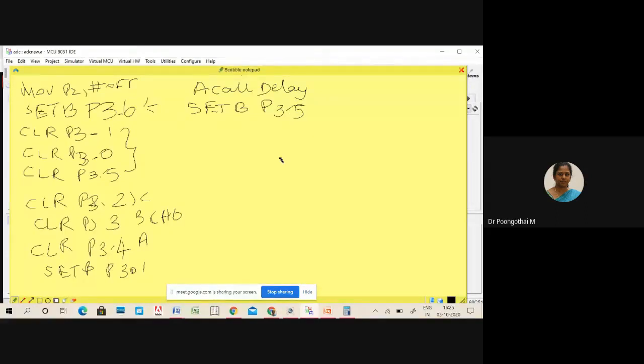Your ALE requires a high to low pulse. Similarly, your start pin requires a high to low pulse. So the set bit instruction is used to make pin P3.1 high, similarly P3.5 high. So what is the next step? Make the start pin low, make ALE low. So first, ALE has to be high and then start has to be high. And after that, ALE should be low, then start of conversion should be low.